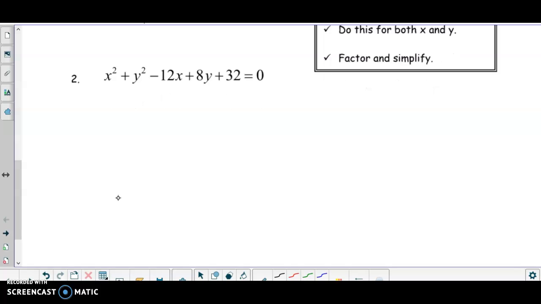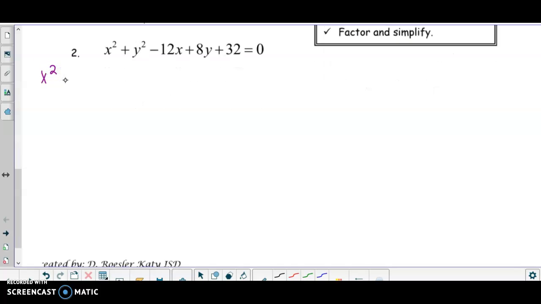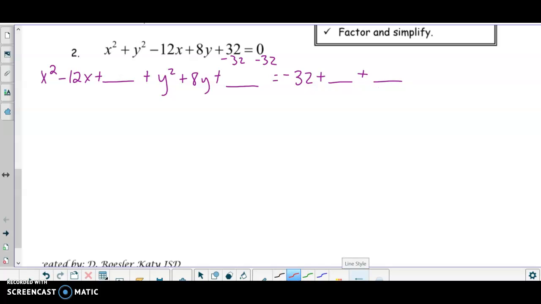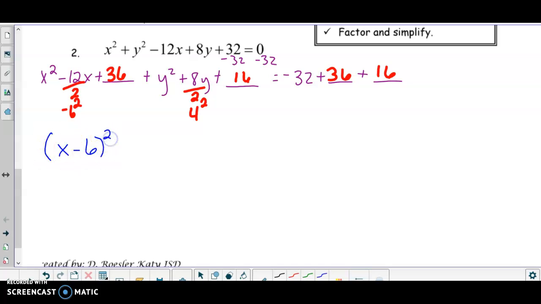So let's try another one. Group our x's: x squared minus 12x, leave a space, and move the constant over to the other side. And then we have our y's: y squared plus 8y, leave a space, equals negative 32. I have 2 spaces on the left, so I need 2 spaces on the right. Half of negative 12 is negative 6, squared is 36. Half of 8 is 4, squared is 16. Now we're going to factor: x minus 6 quantity squared plus y plus 4 quantity squared equals, so negative 32 plus 36 is 4, and 4 plus 16 is 20.